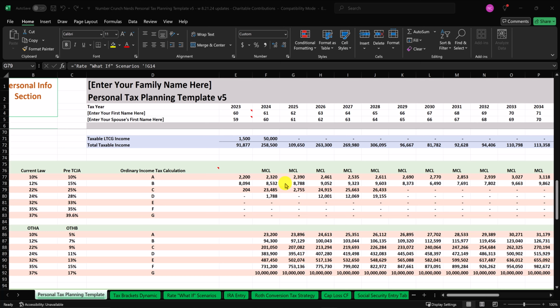Now the goal is not necessarily to get down to a 12% marginal rate. Remember, we want to fill up our lower brackets in most cases, including the 22 and 24% bracket, depending on what our RMD income is going to be after age 73 and so on.